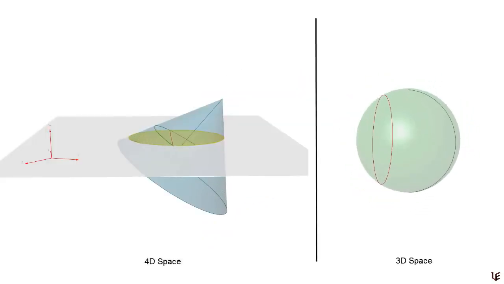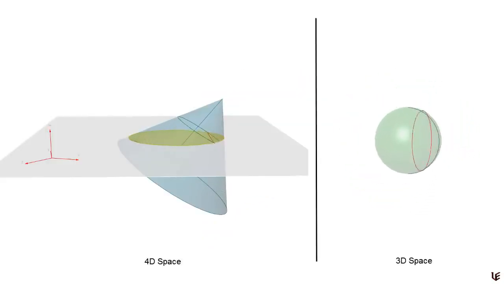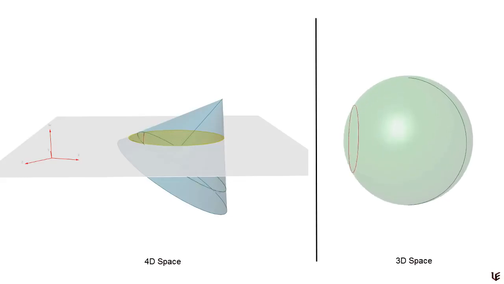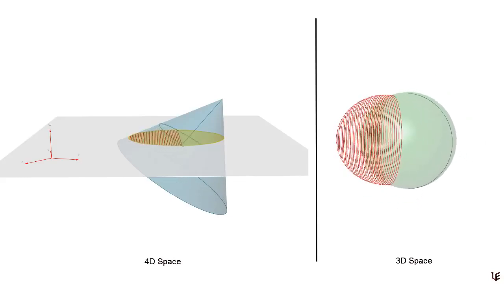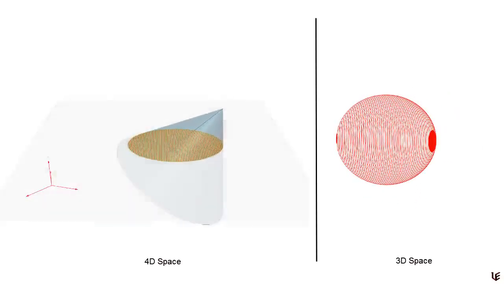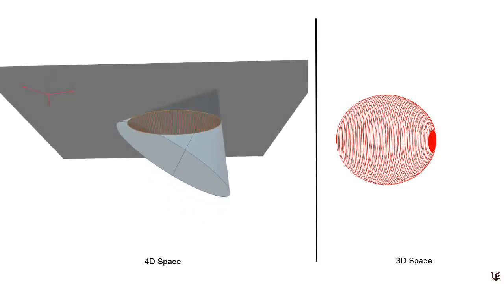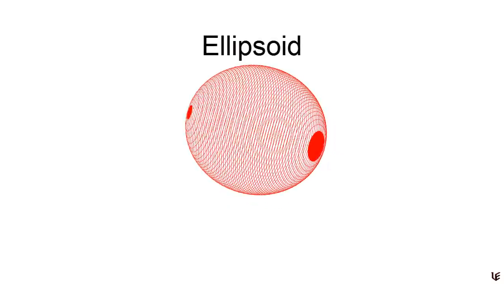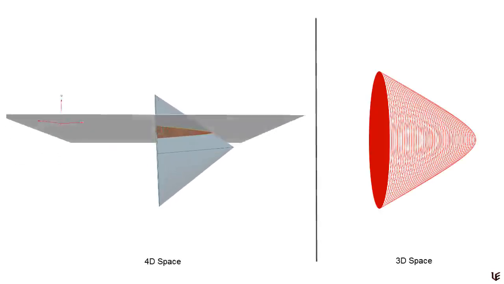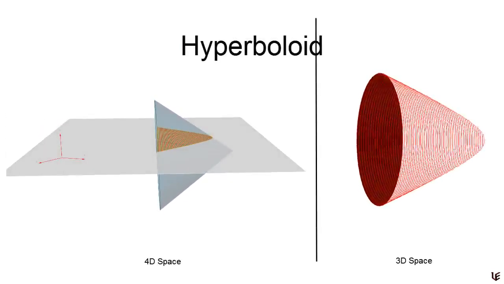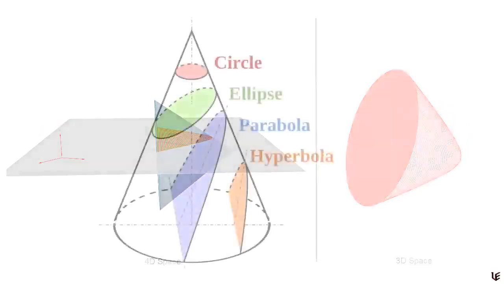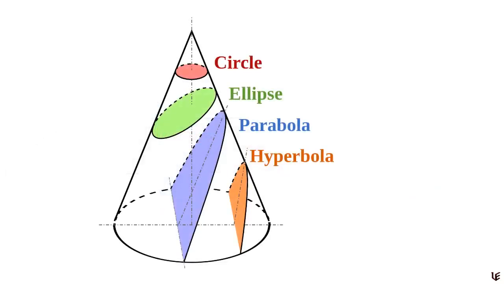This hypercone can also make other fun shapes. For example, consider this orientation. This 3D slice of the hypercone is an ellipsoid, a 3D version of the ellipse. Or how about the hyperboloid, a 3D version of the hyperbola? At this point, we should start seeing an interesting pattern here.